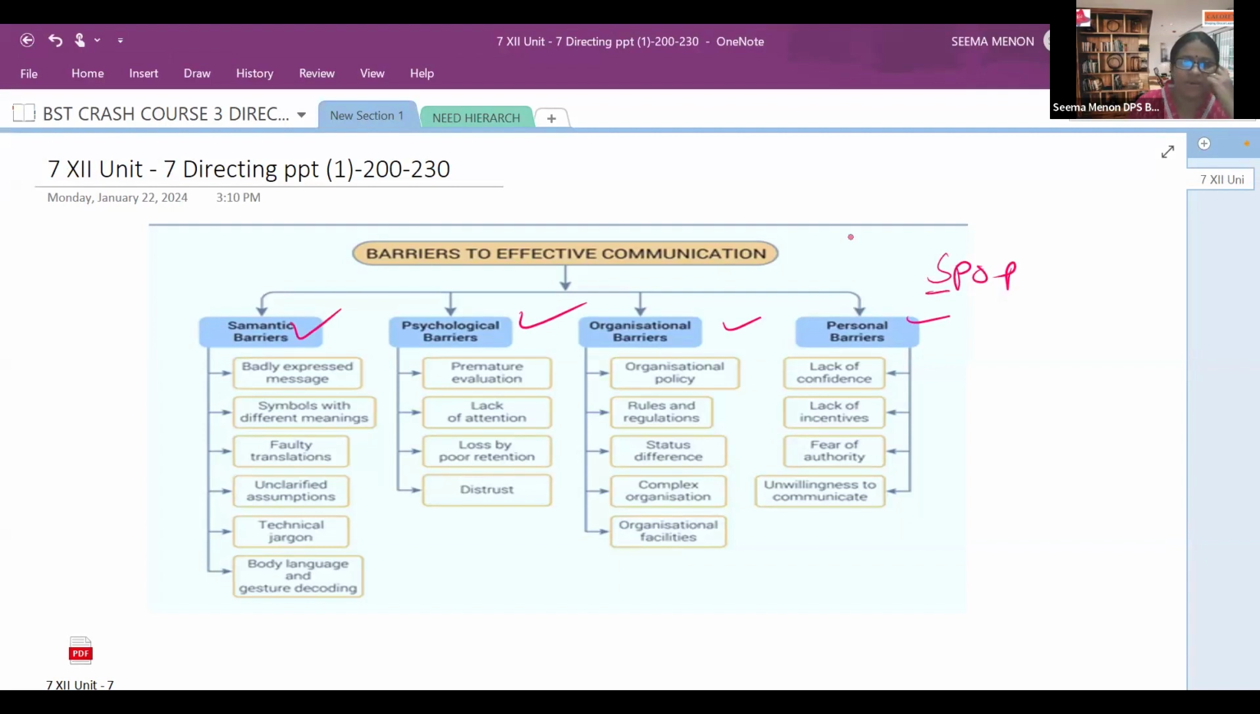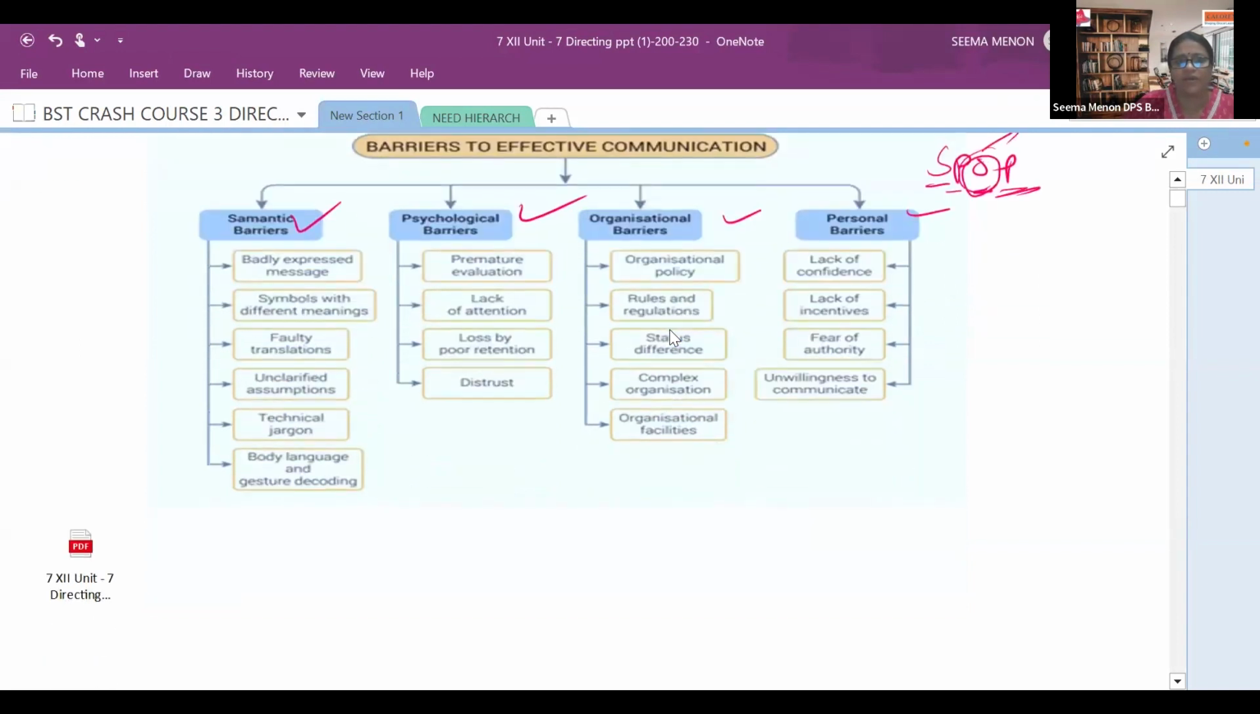What is S? S means semantic barrier. This is comparatively easy. Then psychological barriers. Then comes organizational barrier. This is a very important aspect from the board examination question viewpoint. Personal barrier is the last one. Let's see what types of barriers you can find in each. In semantic barriers you can see 6 points: badly expressed message, symbols with different meanings, faulty translation, unclarified assumptions, technical jargon, body language and gesture decoding.